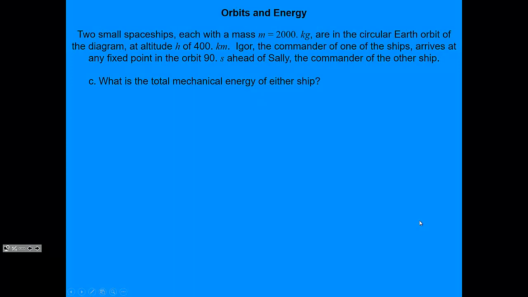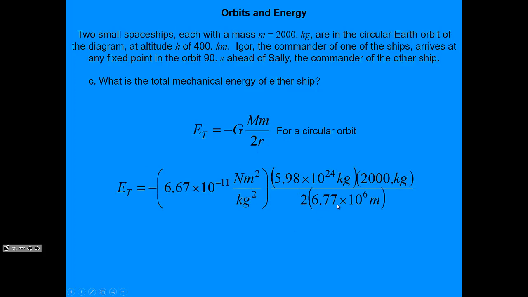Total mechanical energy of either ship. I can do this for either ship because they're the same mass and they're in the same radius orbit. Well, two ways to do this. We could use this equation that the AP doesn't expect you to know, with the radius of the orbit in here because it's a circular orbit. Plug all the numbers in. Notice our 6.77 times 10 to the 6th here, not just the 400 kilometers, but the radius of the orbit from center to center. And we get negative 5.89 times 10 to the 10th joules.